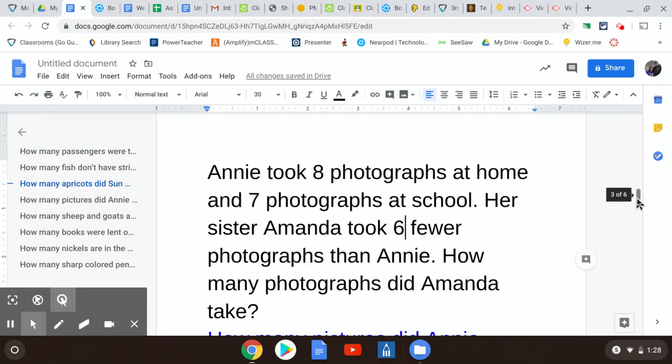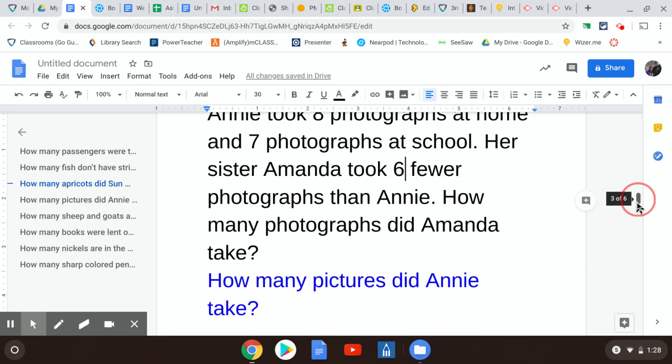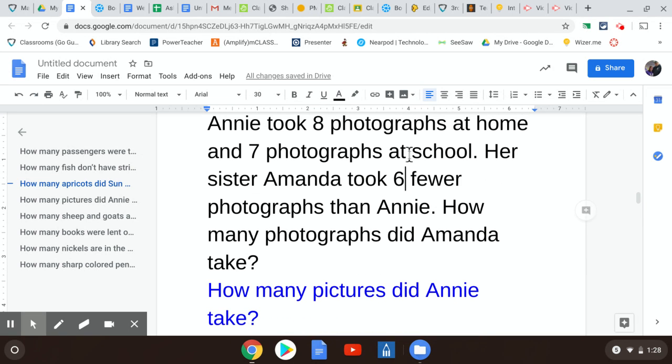So my first step question is going to be, how many pictures did Annie take? Because I need to know what 8 and 7 are, because she took 8 at home and 7 at school. So my first step is to do 8 plus 7. And when I do 8 plus 7, I get 15.